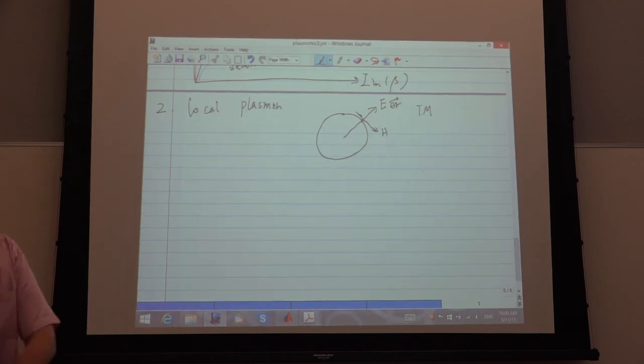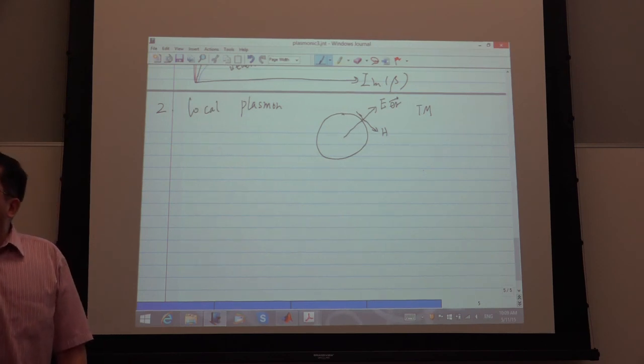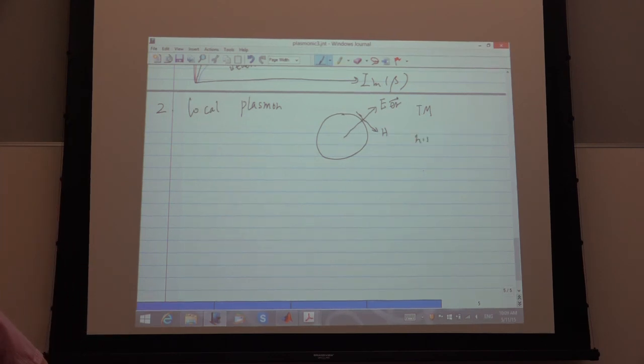Okay, you can see TM mode can excite the plasmon. Why? It has surface charge because n dot D is not equal to 0. Another is called TE mode. H is along the R direction, and the E field is tangential. That means E has E theta and E phi. And this is H theta and H phi. Okay, this is called TE and TM mode.